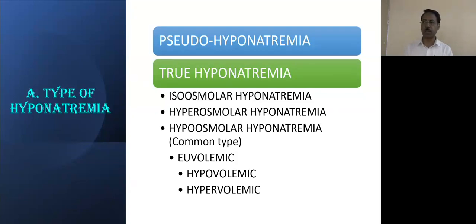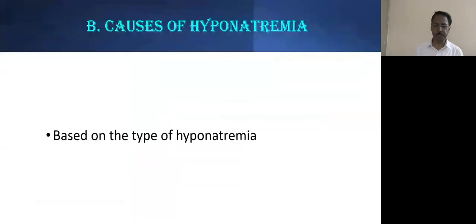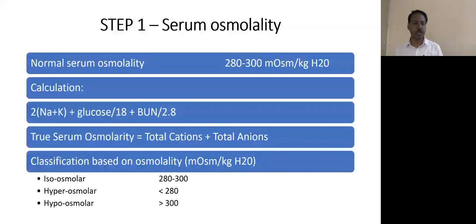And when we come to that, then we are looking at the volume status over here, whether it's euvolemic, hypovolemic, or hypervolemic. So this basically gives you an overview of what we are talking about. And the cause of hyponatremia will typically go along with the understanding about what is the type of hyponatremia. Right. So now, just to remember some of the values you would be knowing.